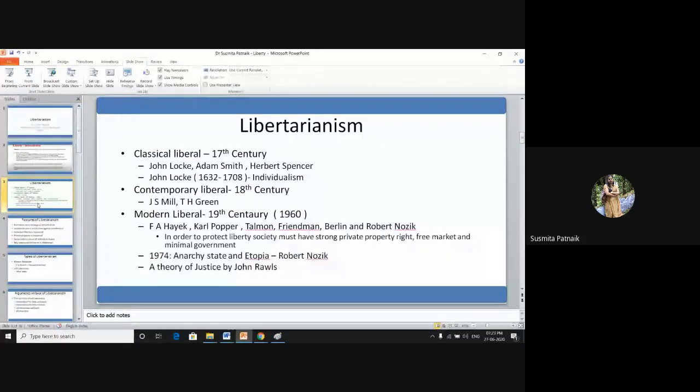The state is the means, and the individual is the end. The state is called the collection of individuals. One thing I forgot to clarify here is that the theory of liberty, or liberalism, has been derived from the word liber.